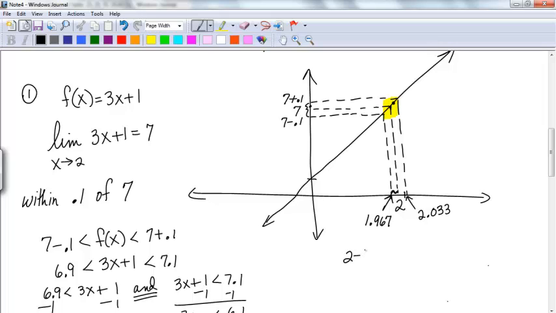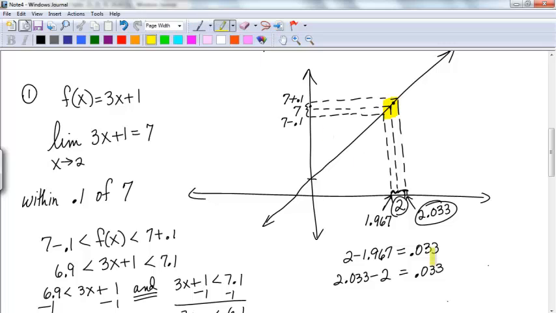Now, if the author said, find the delta, how can I find this distance in here? 2 minus 1.9667. All you do is subtract. What do you get? Yep, 0.033. How do I find this one? Which one's the bigger one, this one or this one? So you want the 2.033 minus 2, the 0.033, right? So this would work for our delta, right?